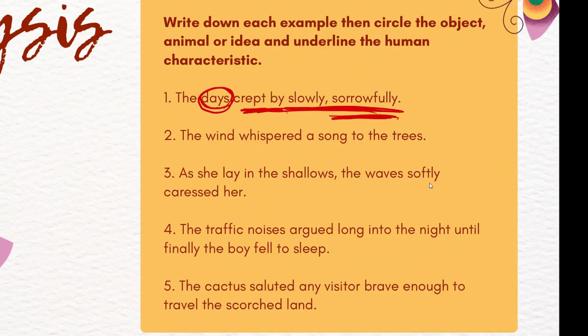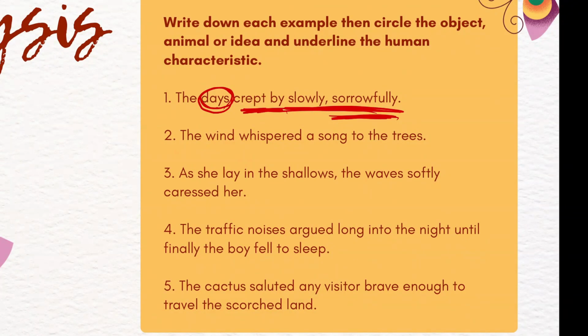And of course, if the days are creeping by slowly and sorrowfully, we get the sense that time is moving slowly, and this informs us as to how the characters are feeling. Perhaps they're anxious, perhaps they're bored out of their mind, perhaps they're so worried about something and they just need time to hurry up so they can get a result. So this creates a number of senses, right? So let's do this for the others here.